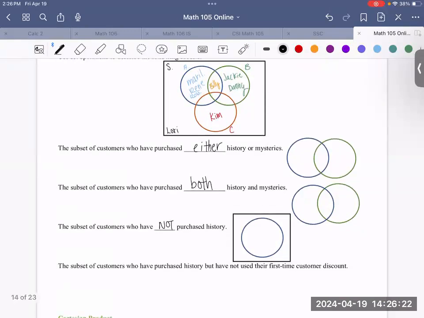Then find the subset of customers who have purchased histories but have not used their first time customer discount. So definitely pause the video and see what you can do.